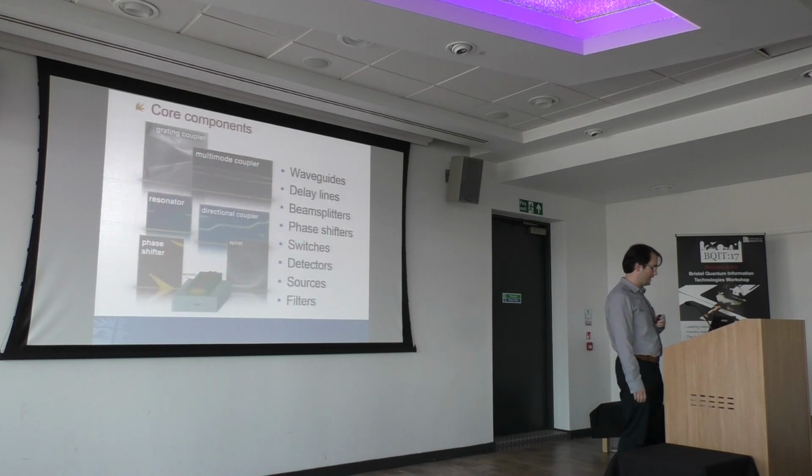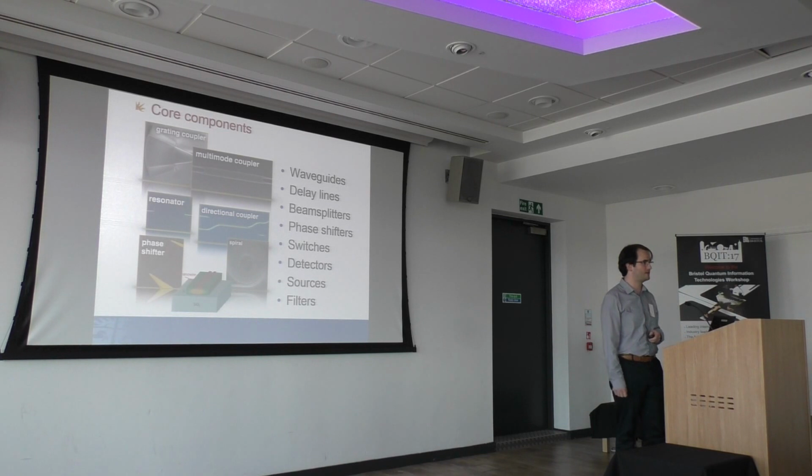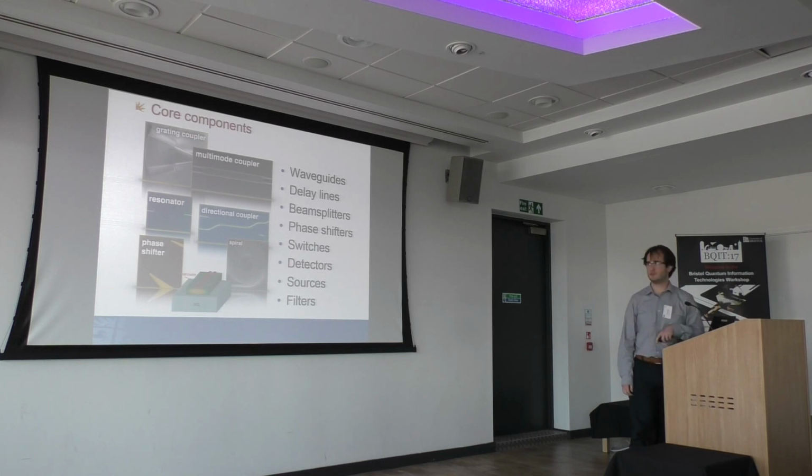Okay, so core components here are a very, very brief tour of integrated photonics. Coupling on and off chips, we have things called grating couplers. This essentially diffracts the light out of the plane of the chip and allows us to couple to the chip using standard fibers. Problem with these is they are very lossy. Okay? We have delay lines, beam splitters.